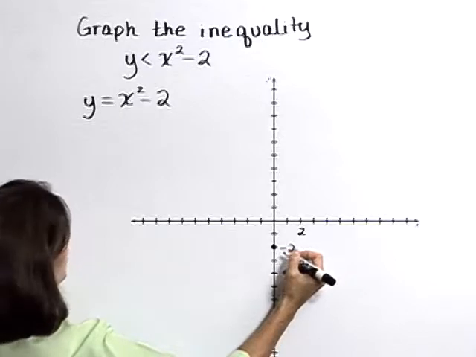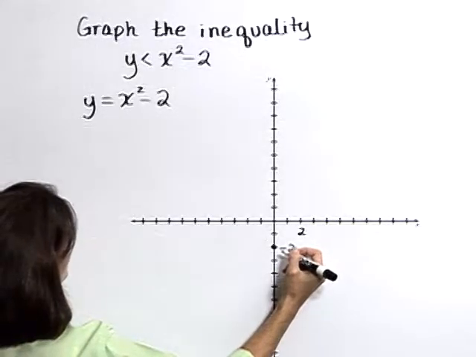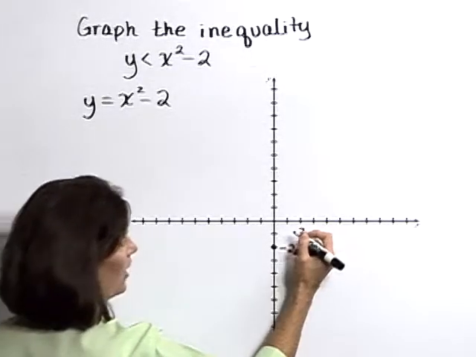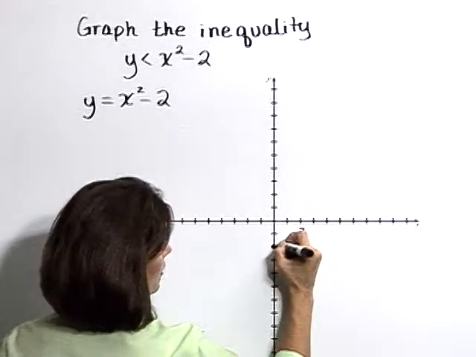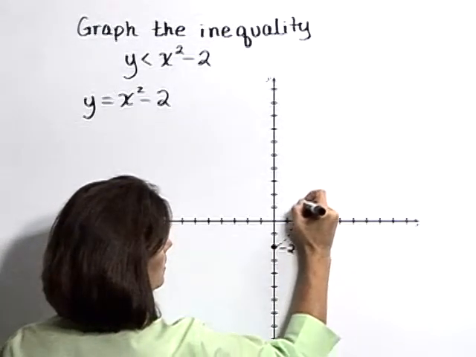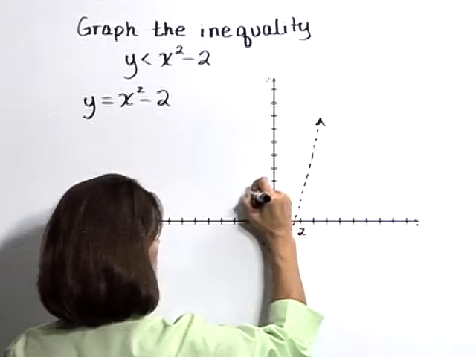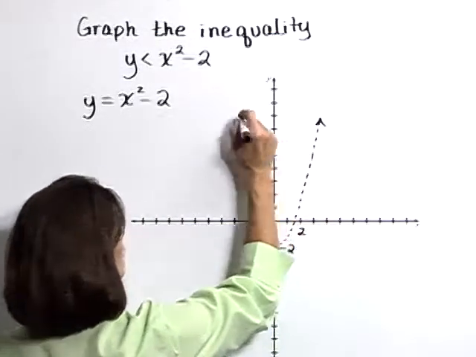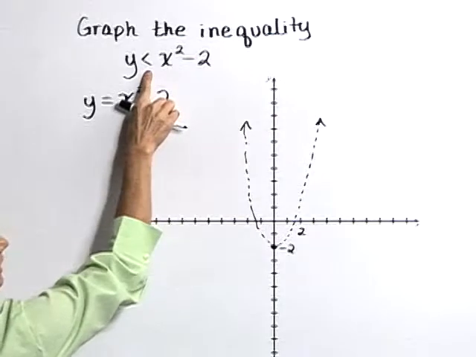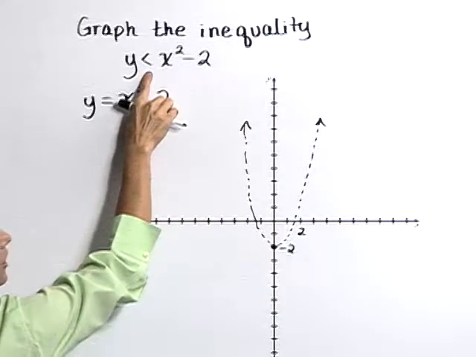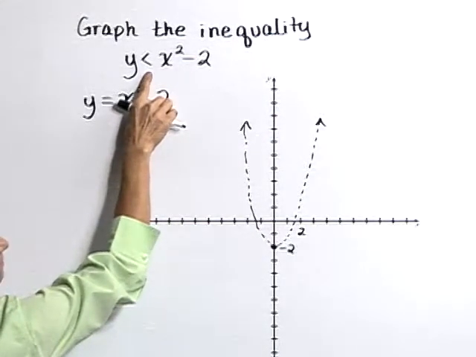As we sketch, we're going to sketch this parabola as a dotted curve, because we're graphing a strict inequality, and we don't want to include values that are actually on the curve.